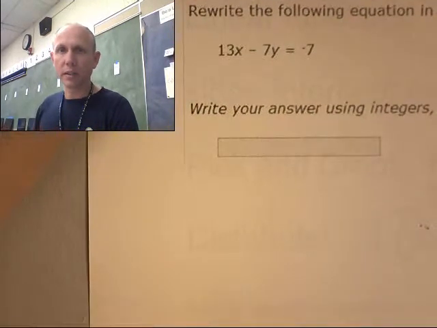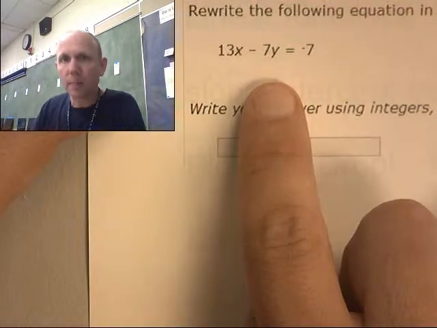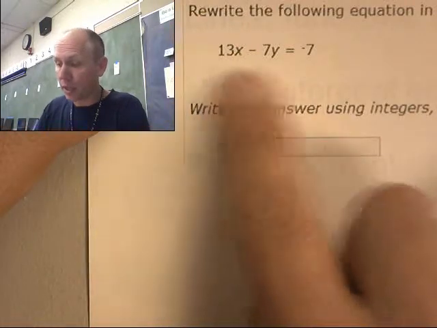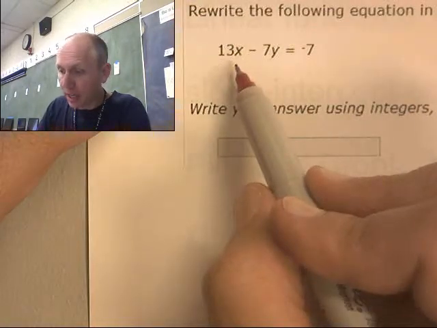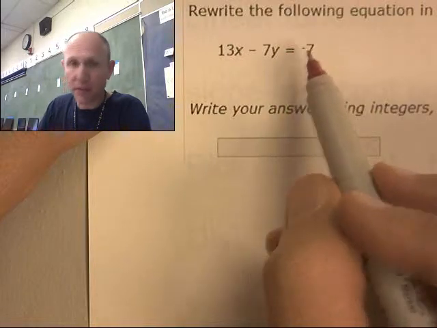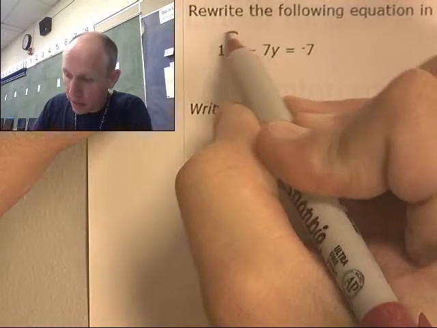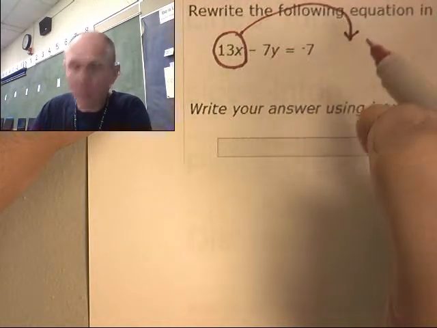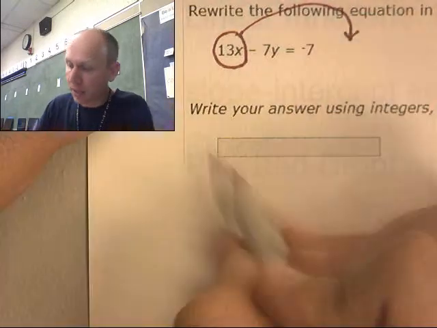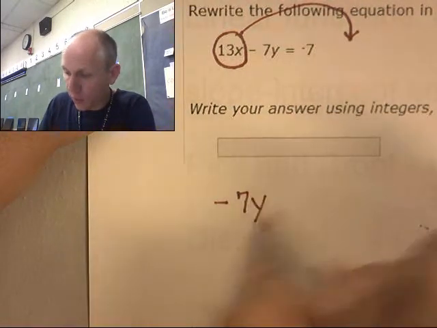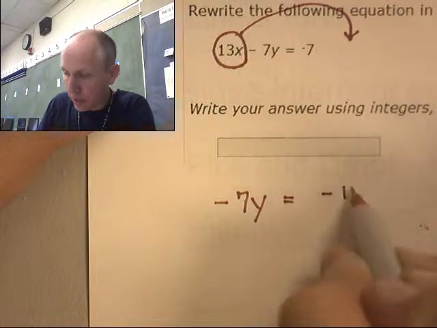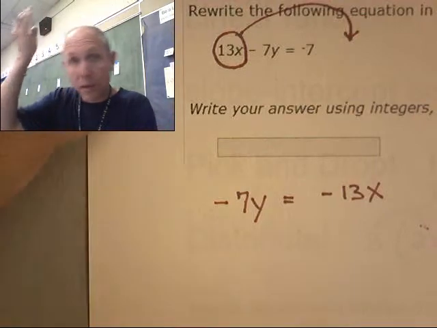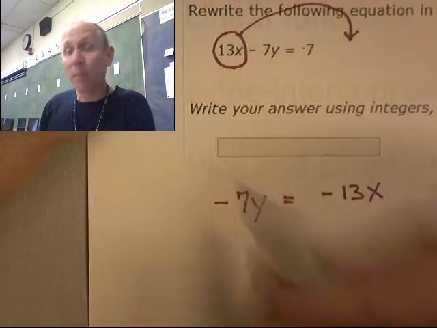Okay, here we go. Does this one require any distribution? No, no distribution. But look, I have 13 x-rays minus 7 yaks equals negative 7 air bubbles. I'm going to pick up the x-rays and drop them on the other side. Now, they're not going to drop onto the air bubbles because they're x-rays. And that leaves me with negative 7y equals negative 13x. Why is it negative? Because it hit its head and became the opposite.